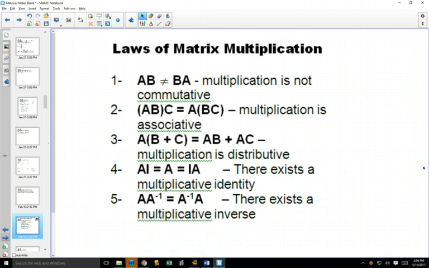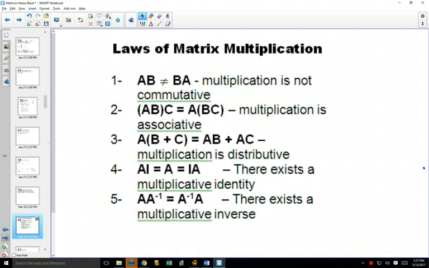Multiplication is distributive, meaning that if you wanted to, you could either add B and C up first and then multiply, or you could multiply A times B and A times C and then add them all up together. Recommendation, what's easier, multiplying or adding? Adding, so add them first, right? Because that would be really quick, and then you just have to multiply once. Otherwise, you'd have to multiply twice, which is a lot of calculations, and then add them up in the end.